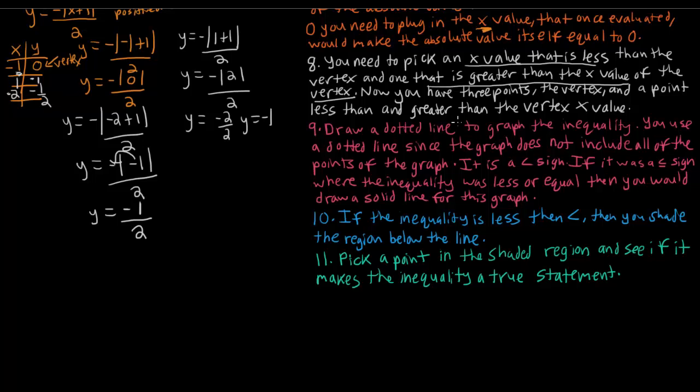And now, as we can see, we have 3 points. The vertex, and the point less than it, which was the negative 2, because it's less than negative 1, which is our vertex right here. And then we have the point greater than the vertex x value, which is our 1, because the x value of 1 is greater than the x value of the vertex, which is negative 1.